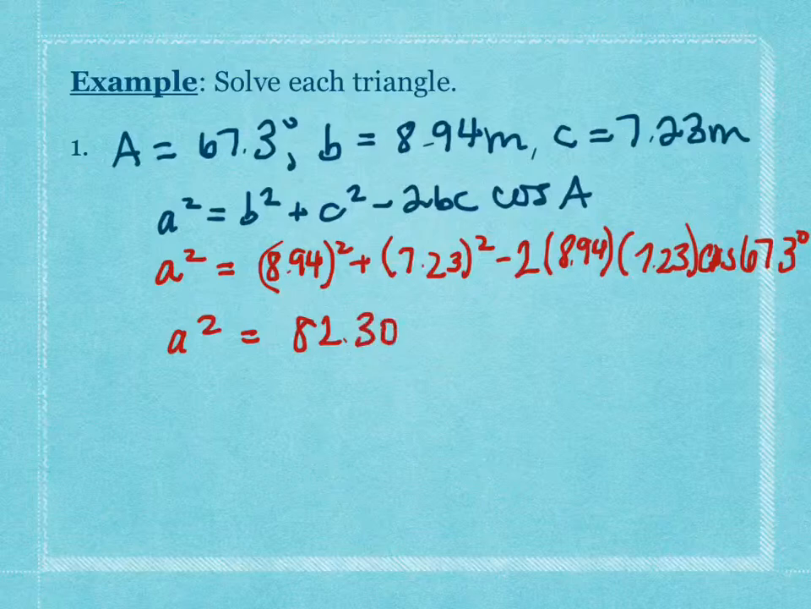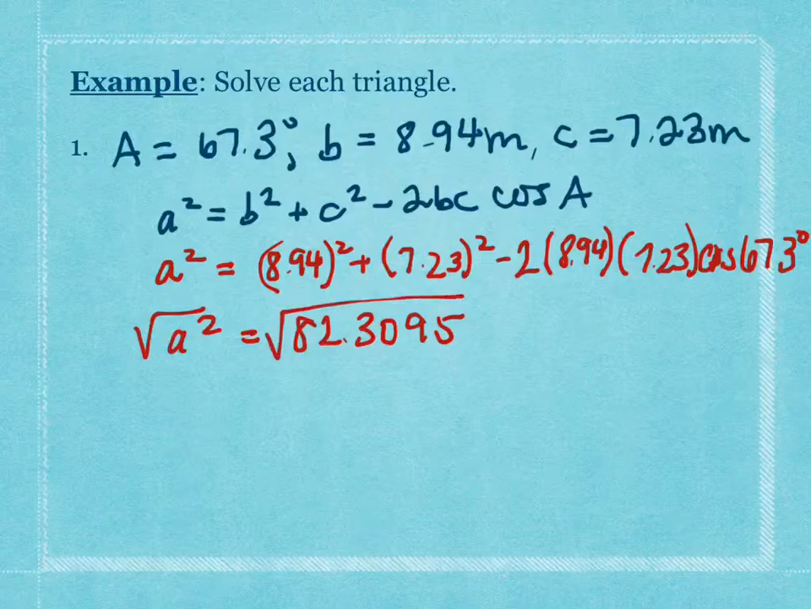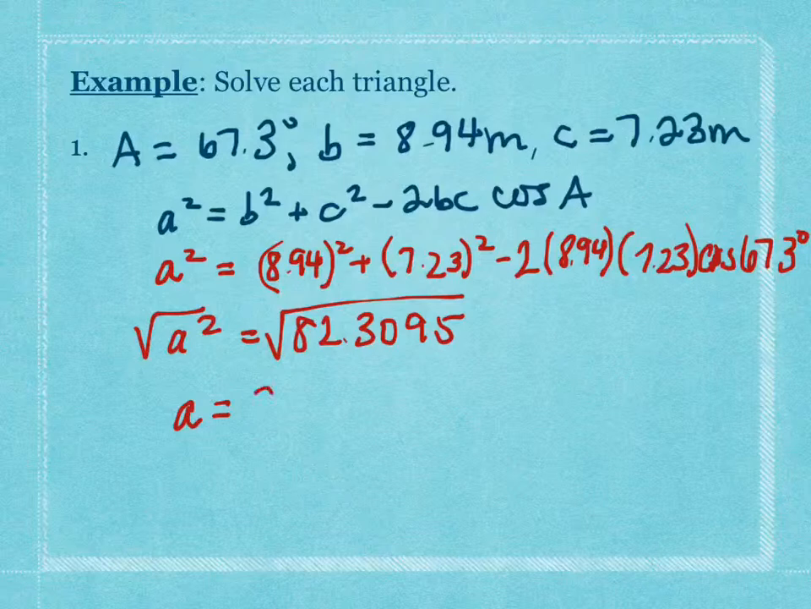82.3095. All right. And then we want to square root because we are working with a squared, and I actually want to find out what a is. And what do I get? 9.07, to 2 decimal places. That's fine. And then it's meters, right, Caitlin? Yep. Okay, so this is one of the pieces of information.